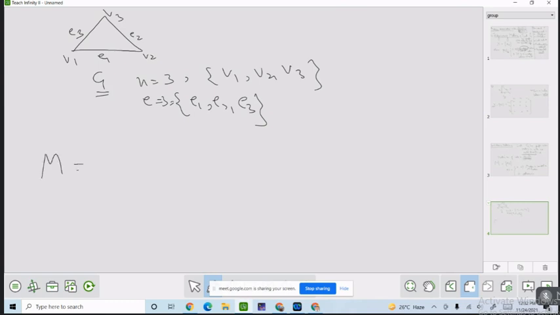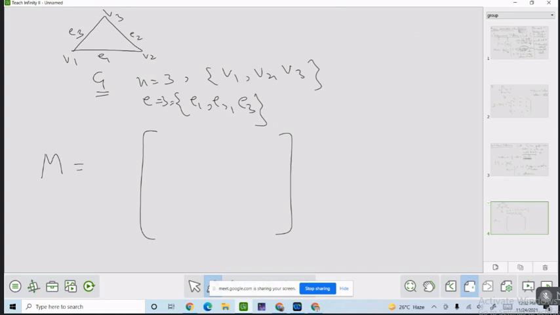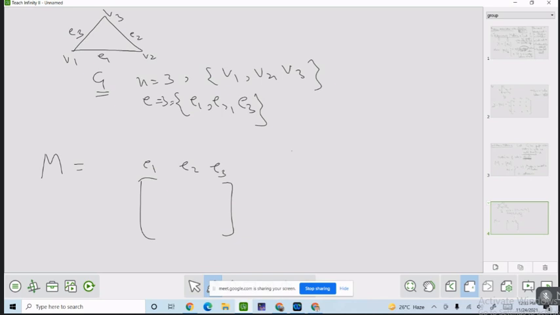So what is the matrix here? The order will be 3 cross 3. Are you getting my point? It will be 3 cross 3. So now we will write here E1, E2, E3, and these are the columns because you can see that E is the column. So I can write here E1, E2, E3. And these are the vertices. Vertices are V1, V2, and V3.